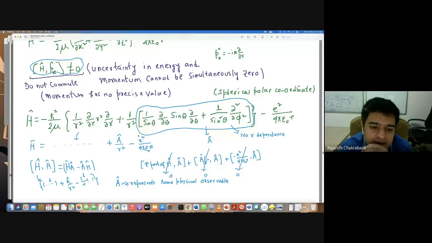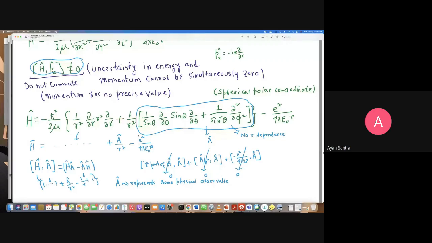So here simultaneously you should be able to measure energy, which is the eigenvalue of the Hamiltonian H, and something else, which is the eigenvalue of this operator A. Okay? I hope you are following. Now, can anyone tell me what is this operator A? It is related to some operator.